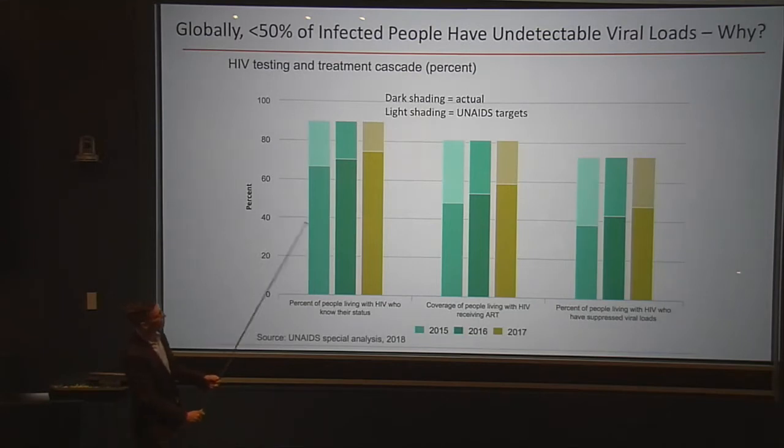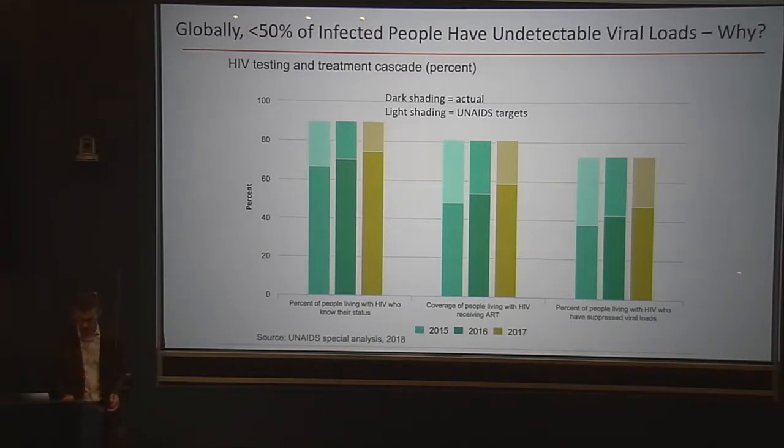But if you add this up, we see that in 2017, only about half of people in the world who are infected with HIV are actually suppressed in terms of their virus, and those are the people in whom disease is not progressing. So you might think, okay, maybe this is better in the US. I don't have the stats in the US here, but the US actually doesn't do particularly well here. In the US, we have about 50 to 60% of people who are suppressed.